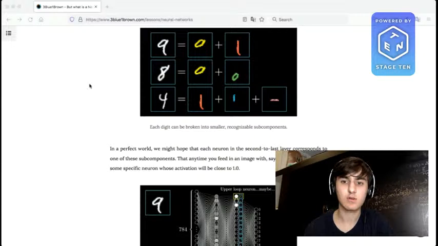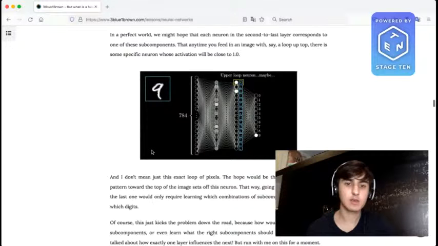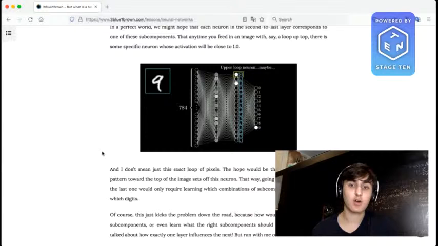So, let's move on. And I don't mean just this exact loop of pixels. The hope would be that any generally loopy pattern toward the top of the image sets off this neuron. That way, going from the third layer to the last one would only require learning which combinations of subcomponents correspond to which digits.